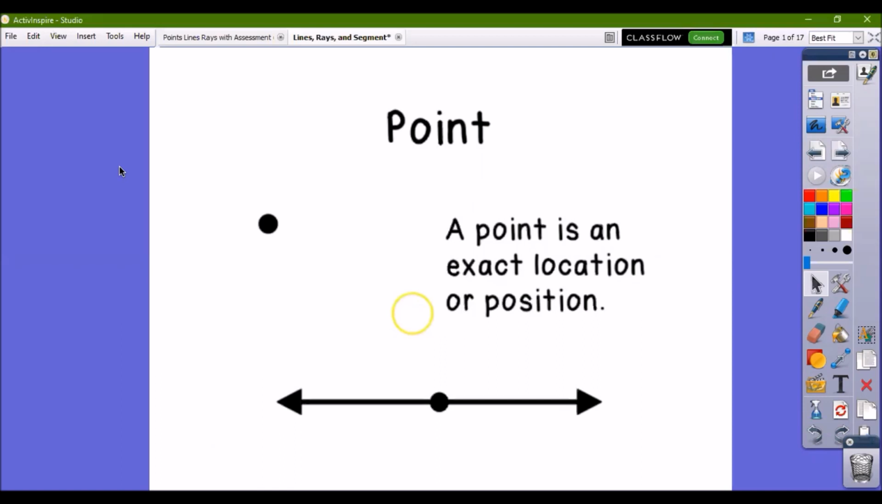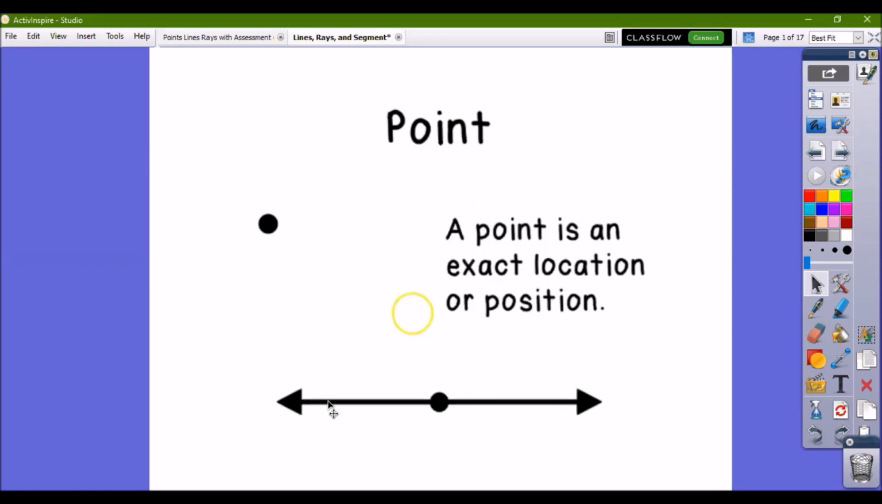Today, I just wanted to talk to you a little bit about geometry. You'll remember the geometry is talking about things like points, lines, rays, and segments, and different types of shapes. So first, I wanted to remind you of some different words, such as point. A point is the exact location or position.